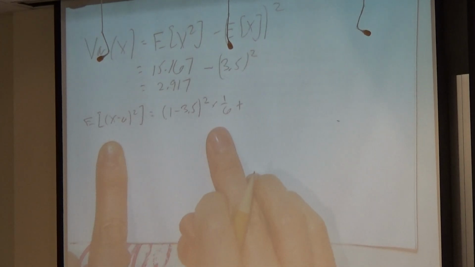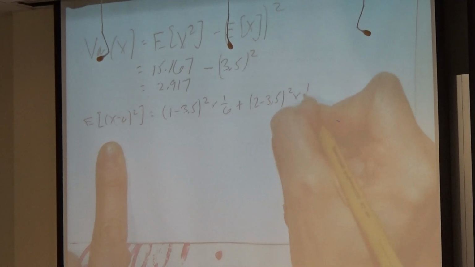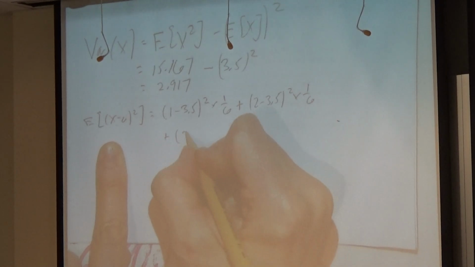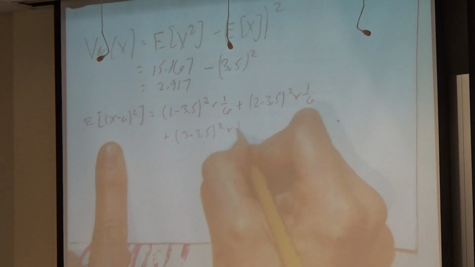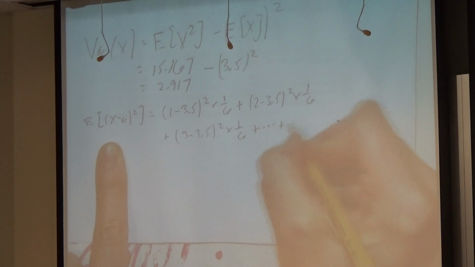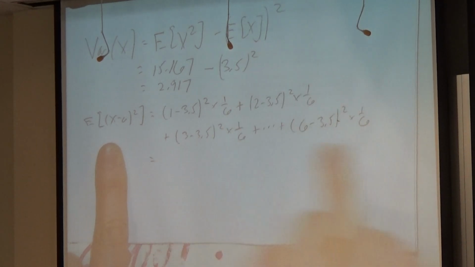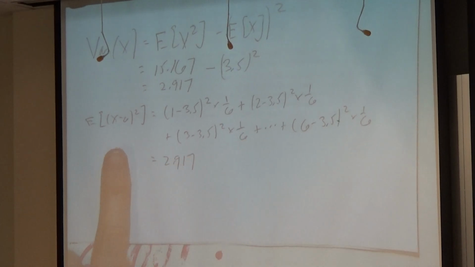Okay, so there's 1. It could also be 2. So 2 minus 3.5 squared times 1/6. I'm going to go through all the possible values that this die can assume, and weight each by the probability it takes on those values. And if you do out that algebra, you're going to get 2.917. So it's completely equivalent to calculate it either way. It's whichever one you prefer. I usually find this shortcut easier. Does that make sense? We're going to do it in a second.